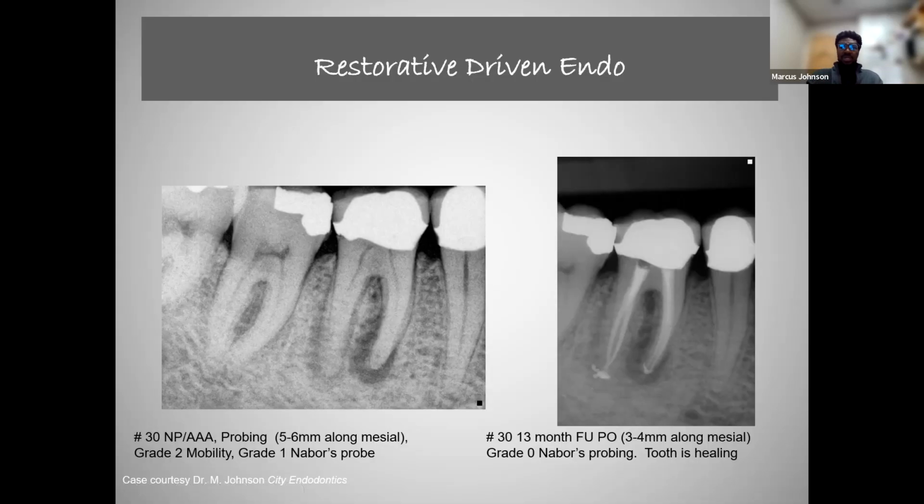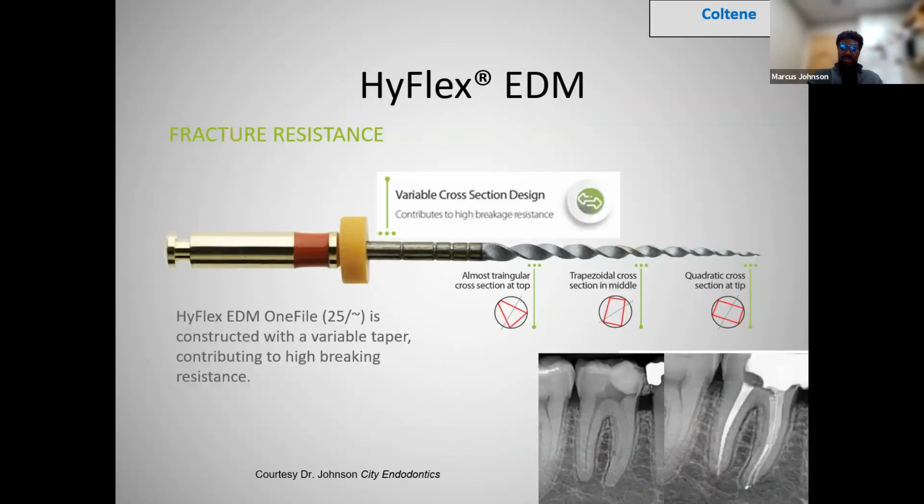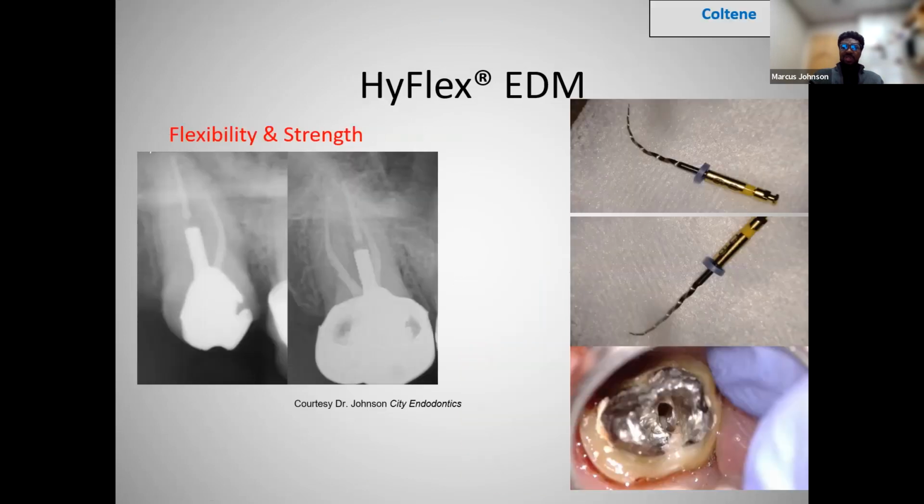So, I was going to talk about this, but that's for another time. Just focusing on that is the high flex file. Controlled memory is really the selling point. Up to 700% greater fracture resistance because of the flexibility. And I'm just going to show you a case in point. You can see it's going to be able to hold that shape.